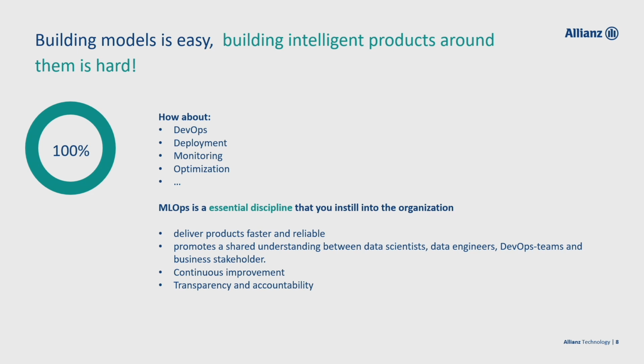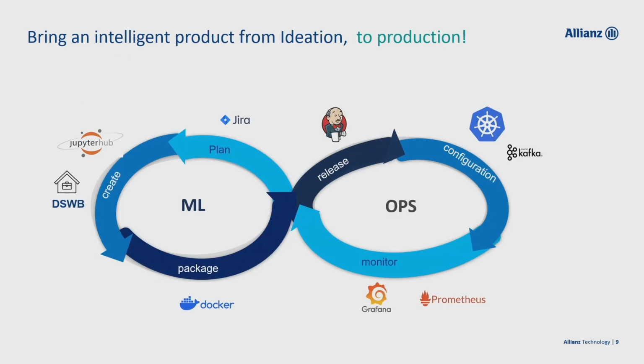It helps us with continuous improvement and the transparency and accountability. So this is the MLOps cycle. As you can see, it is an infinite cycle. We go through it every time we do this iteration. This is how we bring a product from ideation to production.